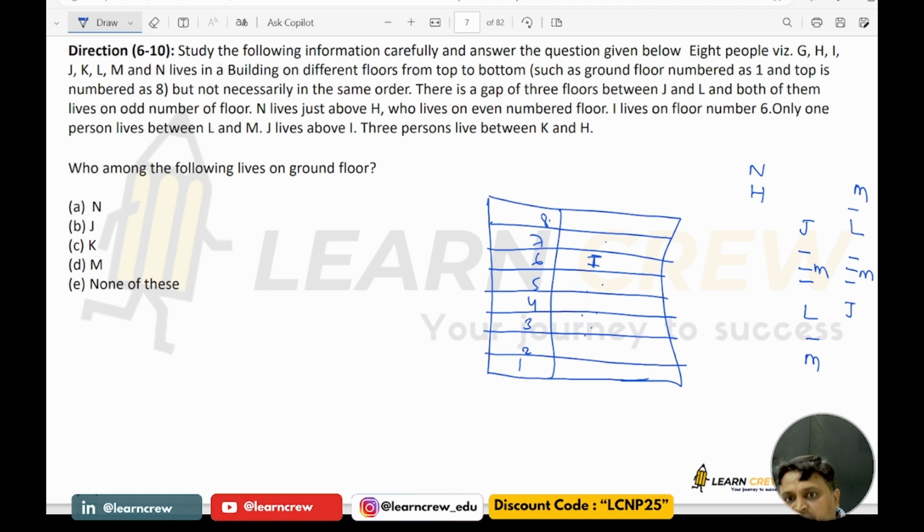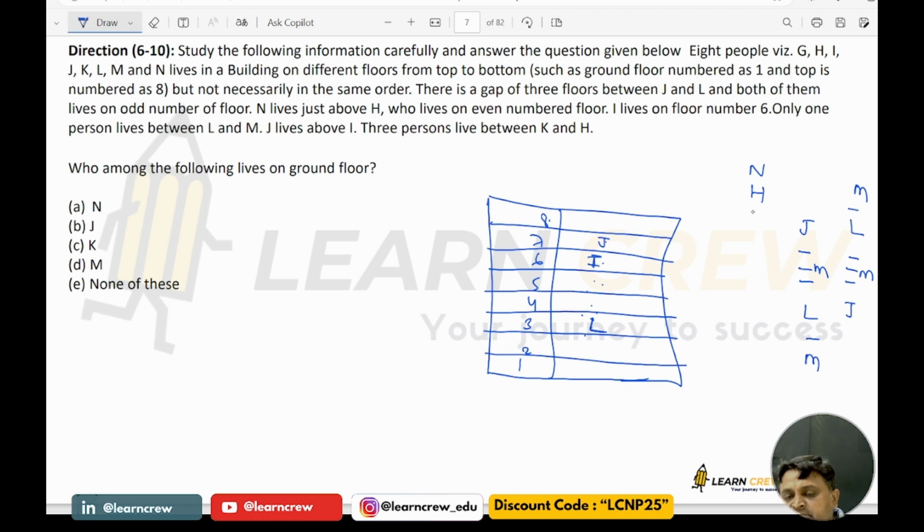J lives above I means definitely J has to be here. They are on an odd number floor. There are 3 persons between J and L: 1, 2, 3. So you will get L here. Next, 3 persons live between K and H.